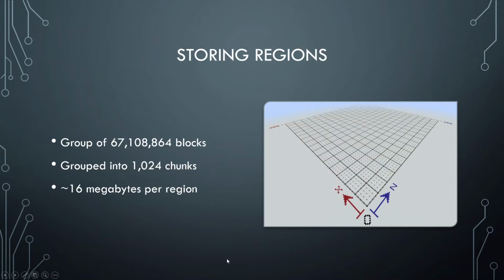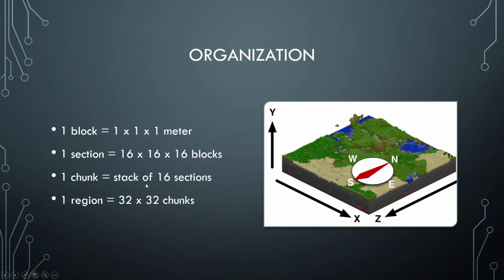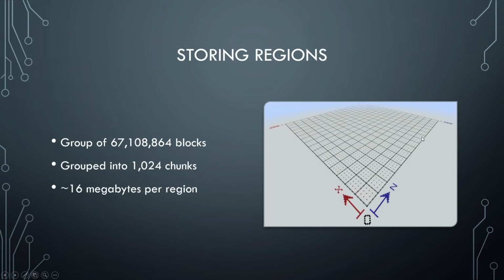Now, if we're storing regions, that is, we said 32 by 32 chunks, right? It looks like this. If you were to map it out in game, this is actually only 1/4 of the size. If you had 4 of these in a big square, that would be a region. So this is the kind of area we're talking about.